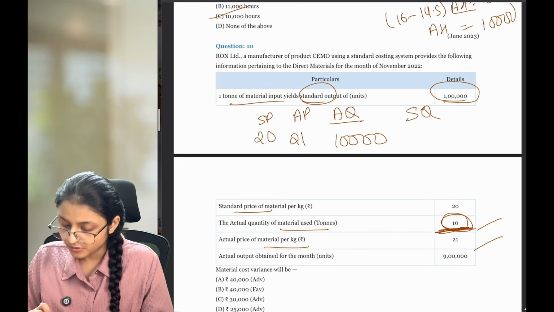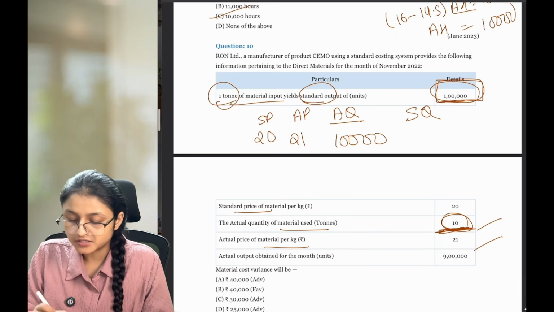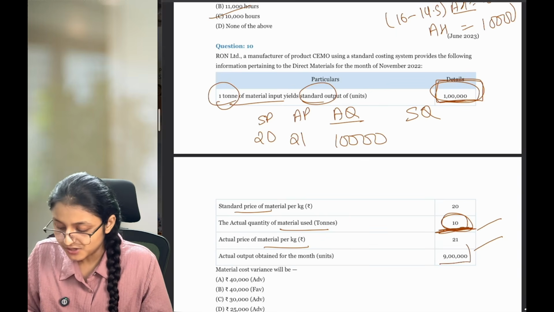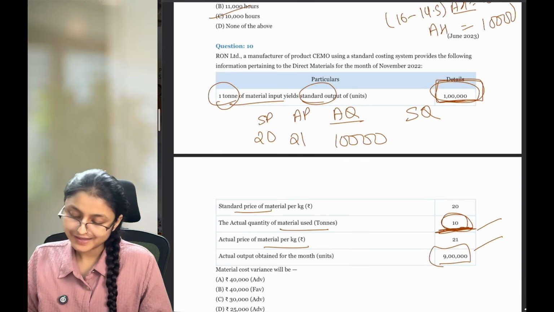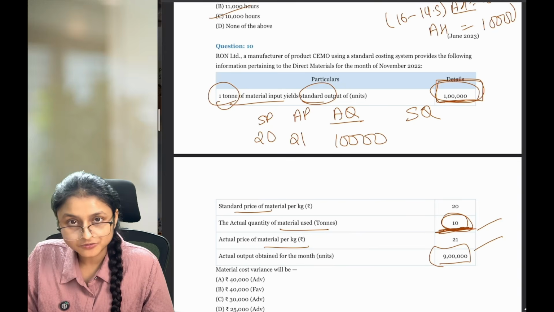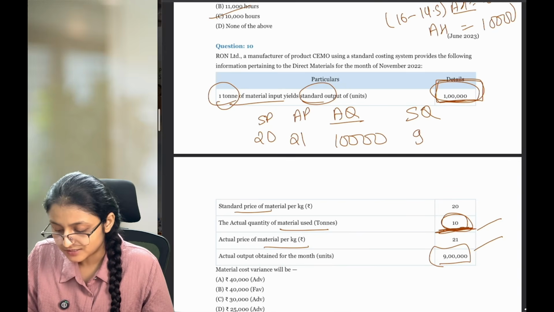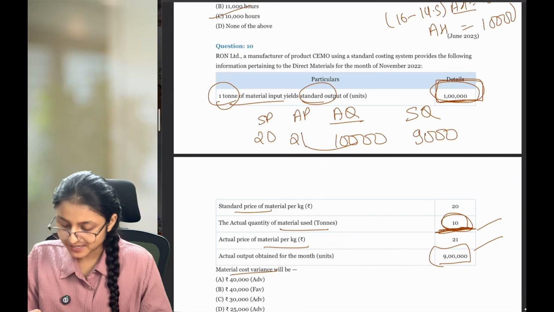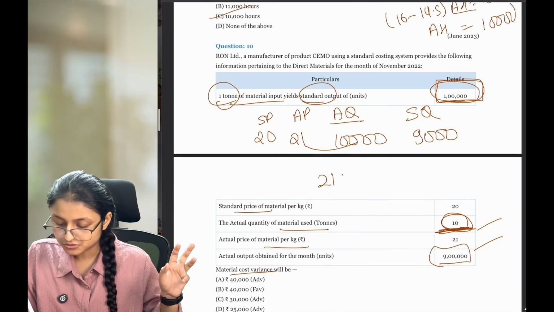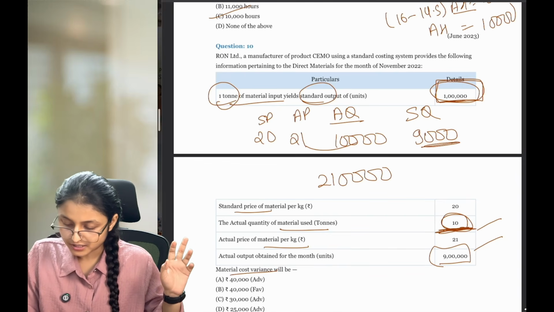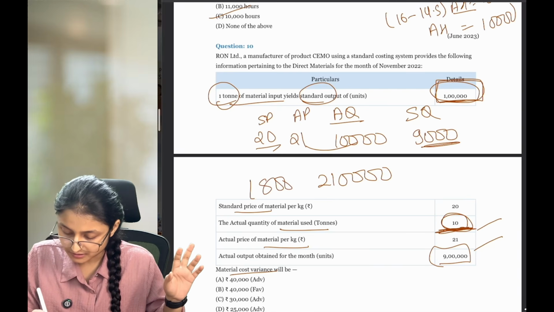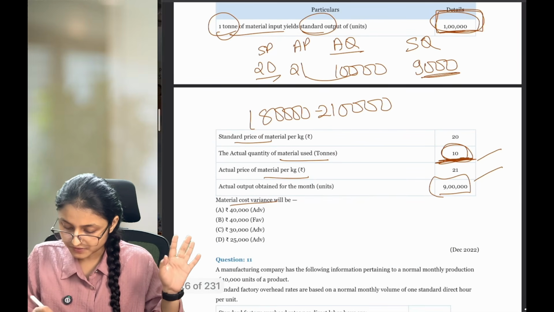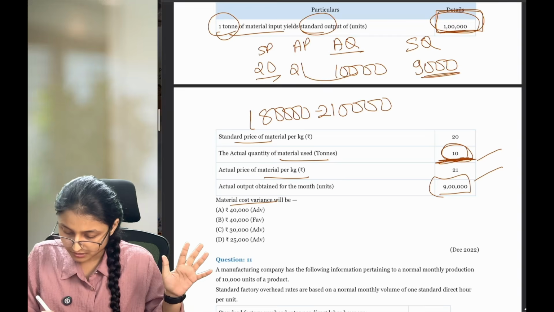And what is the standard quantity for actual output? For producing 1 lakh units, as per standard, we require 1 ton of material. But if we are producing 9 lakh units, then 9 tons of material. 9 tons into 1000 kg per ton, so 9,000 kgs is what we are getting here. You need to calculate cost variance. So just multiply actual price into actual quantity, which is 2,10,000. And standard price into standard quantity is 1,80,000. Minus 2,10,000 will give you 30,000 adverse.